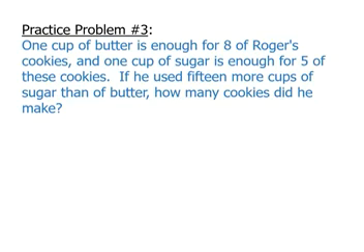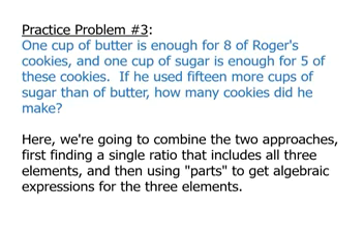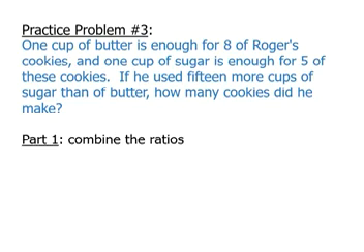Well, we're going to have to do a few different things here. Here we're going to have to combine the ratios, combine the two approaches. First, finding a single ratio that includes all 3 elements, and once we have that single ratio, then using the parts to get algebraic expressions for the 3 elements. So part 1, combining the ratios.